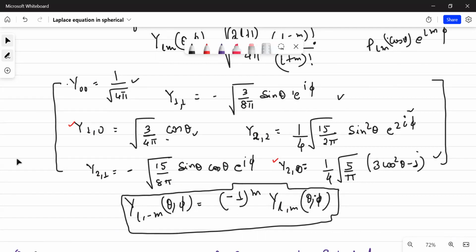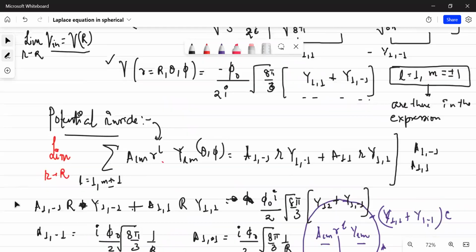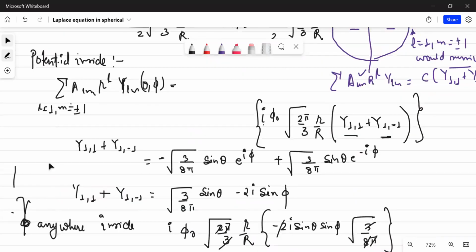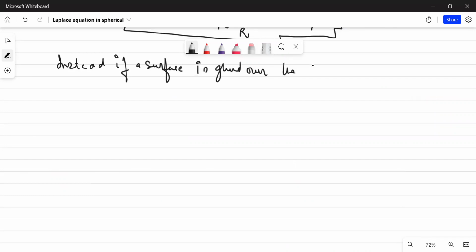Okay, now yesterday also we did that if potential is given, then this is how you do. Now instead, if some surface charge density is glued over the surface, on the surface of a sphere. Let us take some example and try to understand from that example itself.